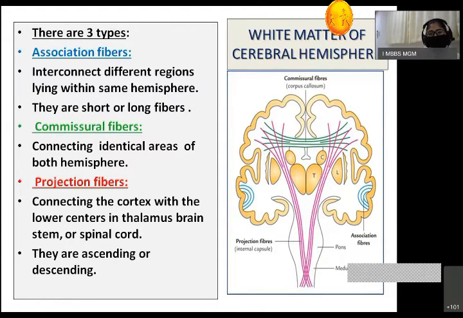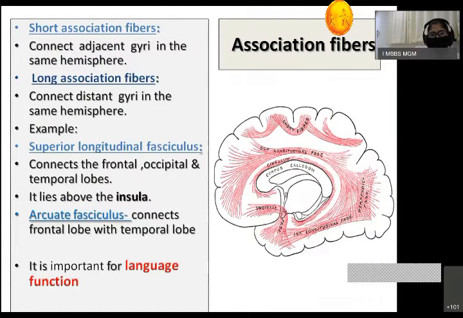So basically, white matter of the cerebral hemisphere is made up of three fibers: association, commissural, and projection fibers. First, we study in detail the association fibers. Association fibers, we have seen, connect the different regions in the same cerebral hemisphere. They may connect the distant gyri or the adjacent gyri, but in the same hemisphere. So short association fibers connect the adjacent gyri, and long association fibers connect the distant gyri in the same hemisphere.